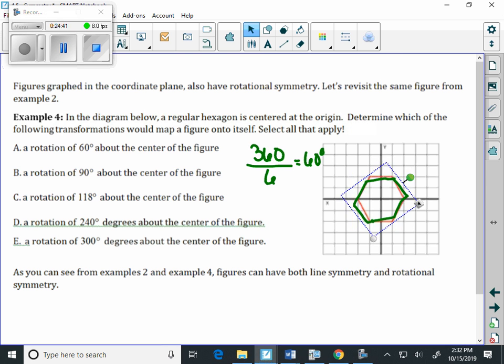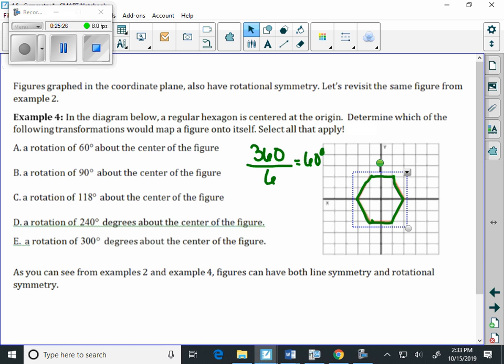So we're going to turn. There's once. Here's twice. Here's 3 times. Here's 4 times. Here's 5 times. And then 6 times to get back to the original. Well, think about it. If we turn this, it's 60. If we turn this again, that's going to be another 60. If we turn this again, it's another 60. Another 60. Another 60. Another 60.